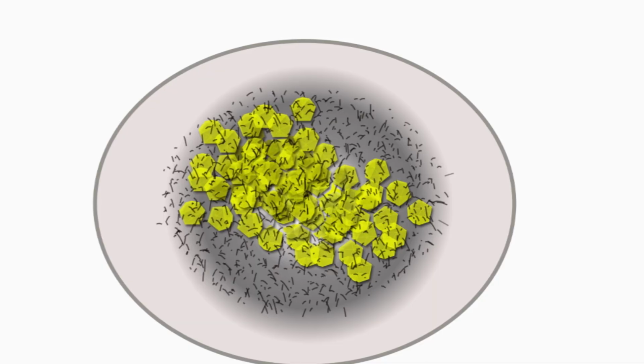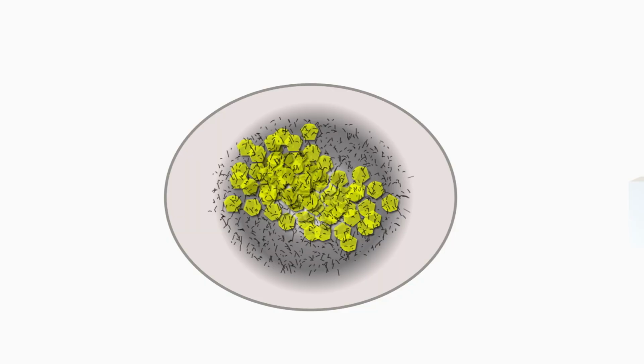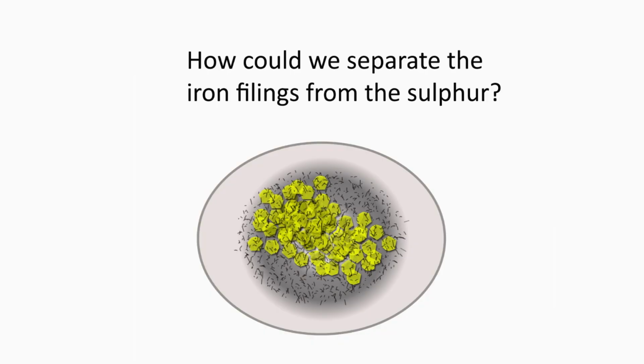So I'm going to pour this out into a Petri dish, yes, and you can see the samples of the iron and the sulfur mixed together. So the components are easily seen. Now, how could I separate these components? If I wanted to get back the sulfur and the iron, to separate them, could we separate them? What do you think? How could we separate them? All right, I'll leave you to think about that for a while.